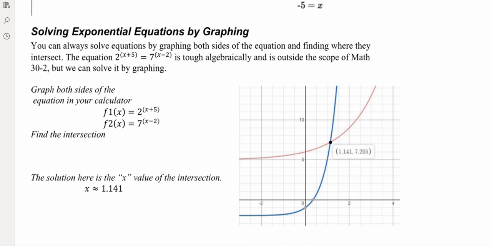Now, the other way that we can solve exponential equations is by graphing. We can always graph two things to figure out what the answer is. So if we were given an expression like 2 to the power of x plus 5 and 7 to the power of x is equal to 7 to the power of x minus 2, this is a tough one to solve. We could use logarithms that I'm going to teach in the next lesson to solve for this, but we can't make them have the same base. I can't write this 7 as 2 to the power of something.